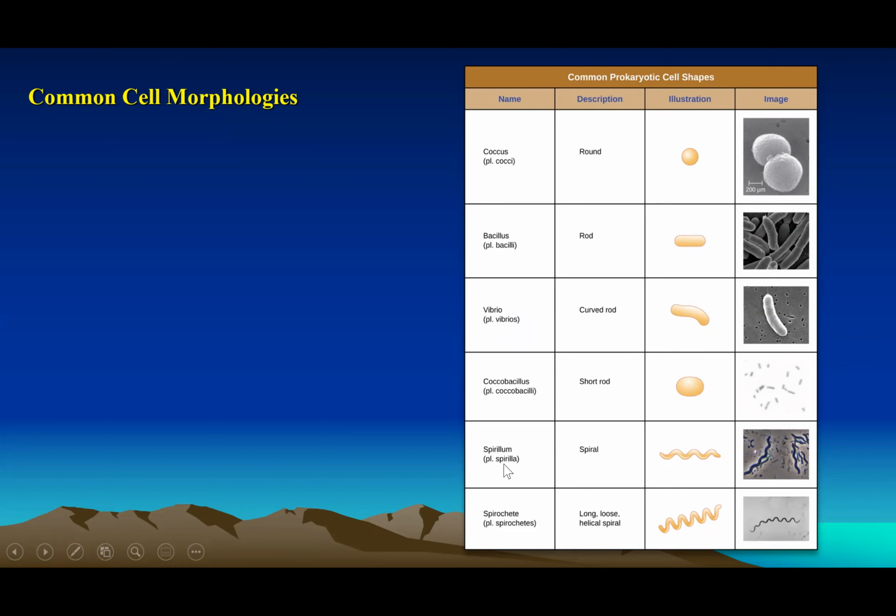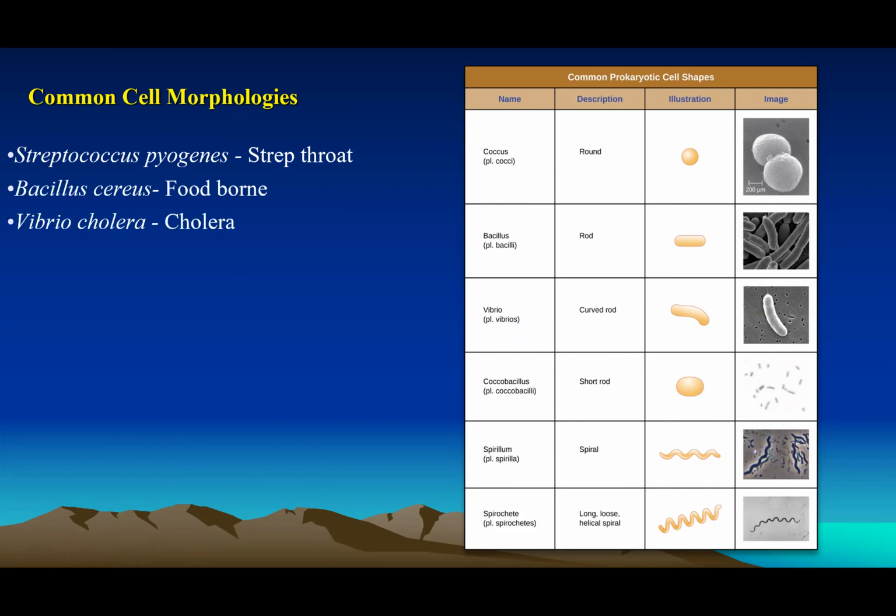Plural is spirilla. And if the screw is very, very tight, it is called a spirochete. Spirochetes would be the plural. And here are some examples for each one of them.